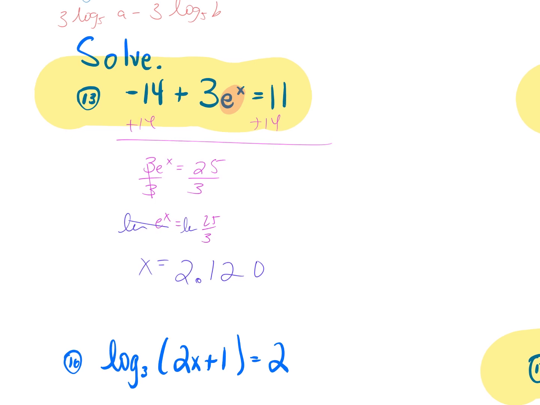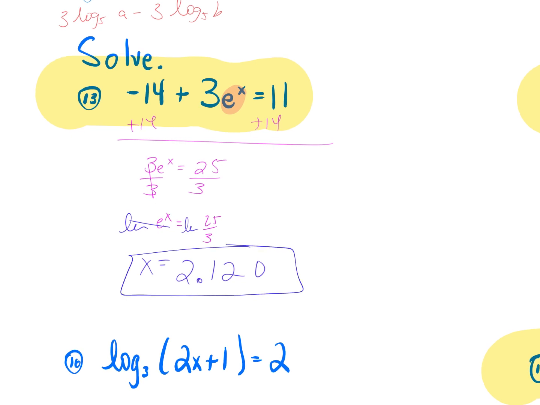Now, how can I know for sure that I got this question correct? I can take it and just plug it right back in. You guys do not have to write down your check. You don't have to show me, but you can literally just hit negative 14 in your calculator. Plus 3, second ln, plug in 2.12, arrow over, so you go back down, and then hit enter. And I got 10.99. Is that real close to 11? Yes. Every time you guys should do that.